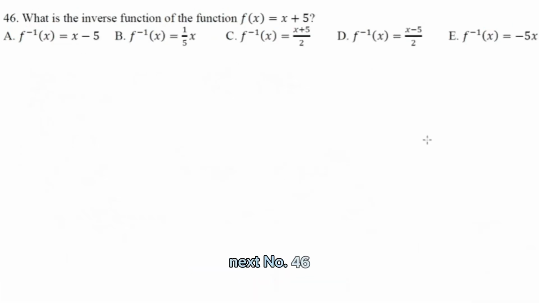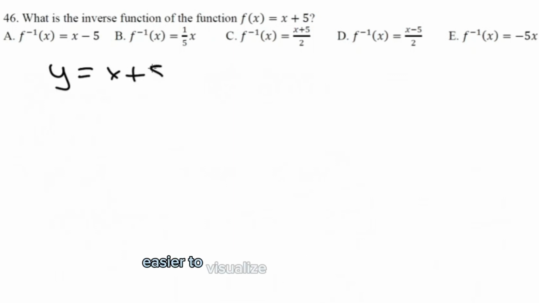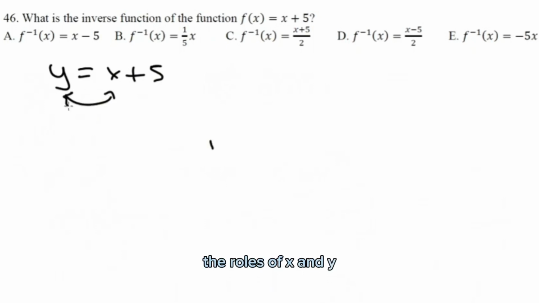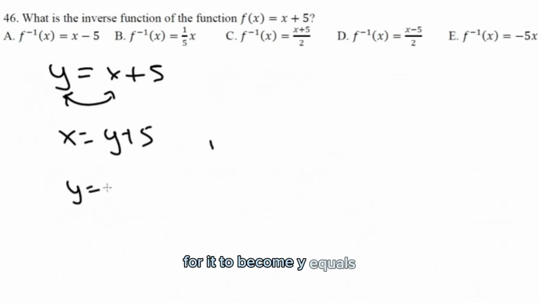Next, number 46. What is the inverse function of the function f of x is equal to x plus 5? Alright, the first step in an inverse function is we're going to rewrite this, replacing f of x with y. It really doesn't make a difference, but it's just easier to visualize in this case. Now the way we solve for the inverse function is we have to switch the roles of x and y. So this becomes x equals y plus 5. And now to find the inverse function, we just have to solve for y again.